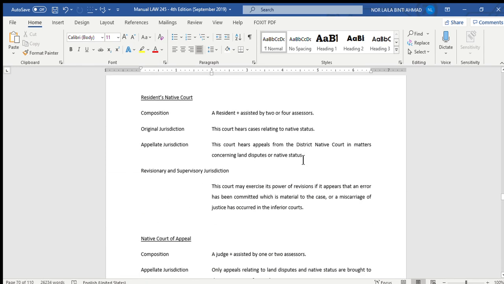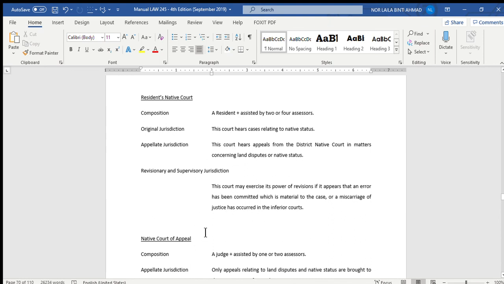And then a residence native court, composition, one resident assisted by two or four assessors. Original jurisdiction, this court hears cases relating to native status. Appellate jurisdiction, this court hears appeals from the district native court in matters concerning land dispute or native status. So it is more on the native status, because of residence native courts. And it also has revisionary and supervisory jurisdiction, since this court may exercise power of revision if it appears that an error has been committed which is material to the case or a miscarriage of justice has occurred in the inferior courts, only if there is any error.